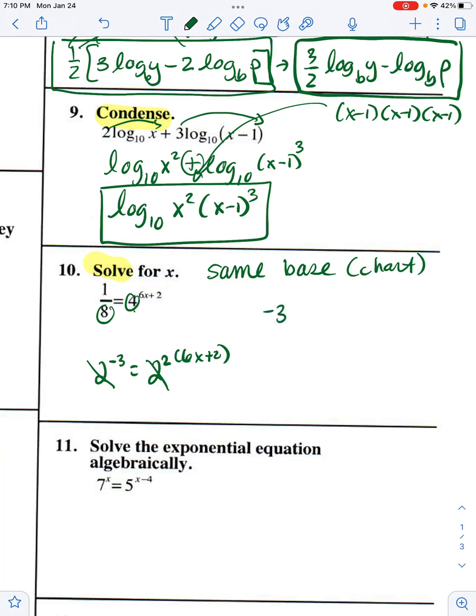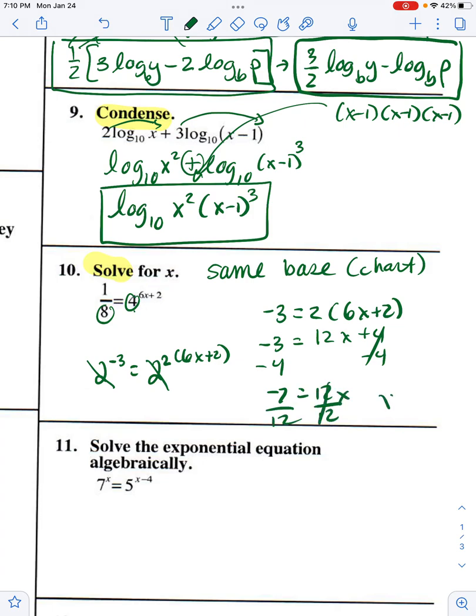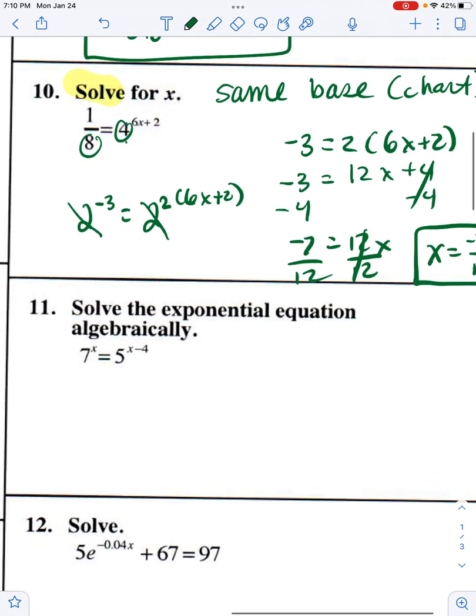Now that I have the same base, I actually can just cancel it out. And I end up with an algebra problem that you should be able to solve from back in the day. So I'm going to distribute my 2, and go ahead and solve from there. And here I'm just going to leave my answer as a fraction because it's 100% accurate. It's not rounded off or cut off or anything. Negative 7/12 is what I get for my answer.